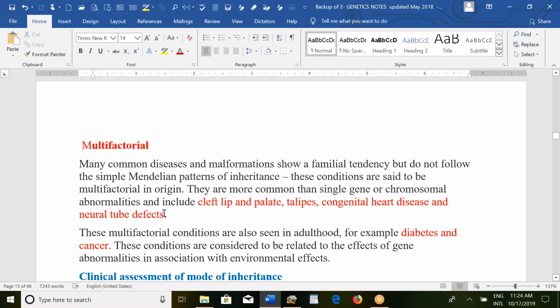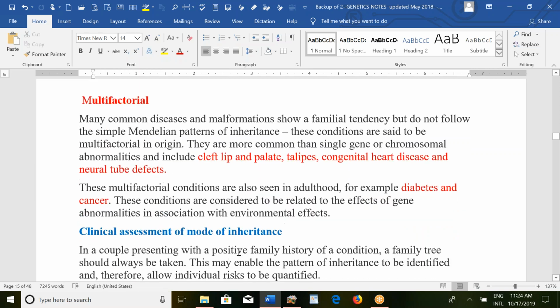The X-linked inheritance, autosomal dominant, recessive, and the other two types will follow the Mendelian pattern of inheritance. So multifactorial is not following the Mendelian pattern. The multifactorial conditions are also seen in adulthood, for example, diabetes and cancer. These conditions are considered to be related to the effects of gene abnormalities in association with environmental effects.